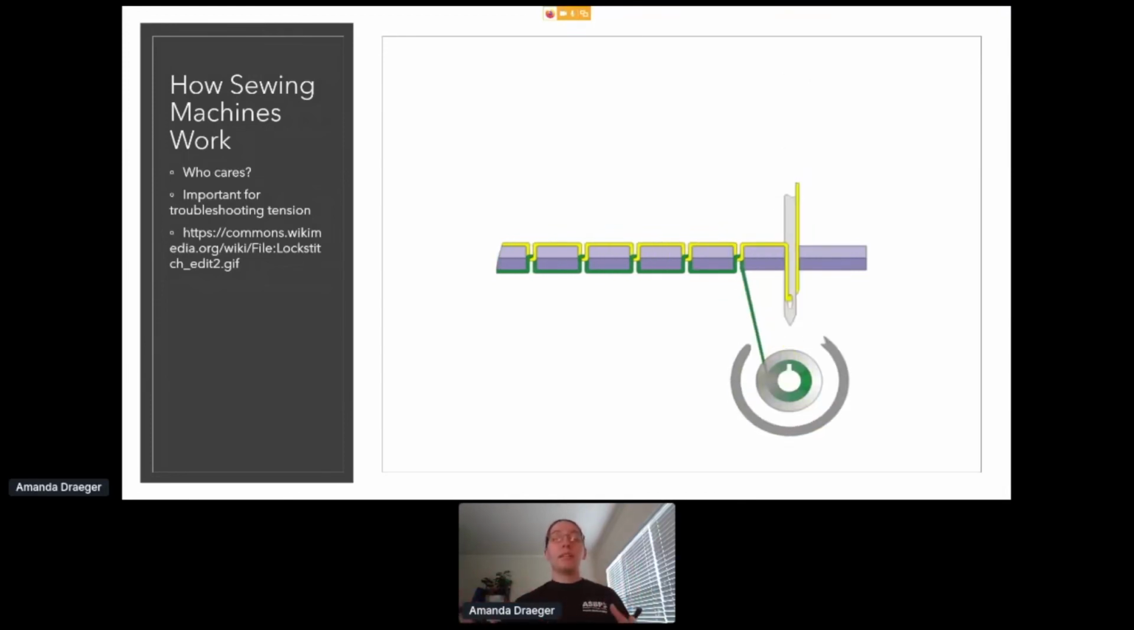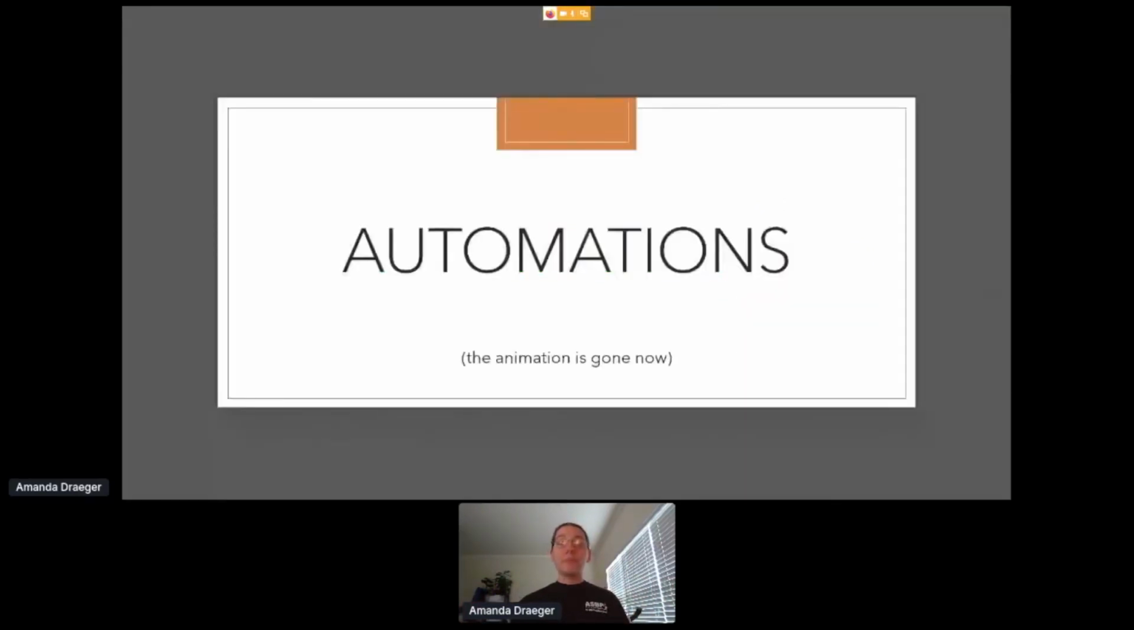But point being, yes, you can look this up every single time that you have a problem with your thread tension, or you can just understand how stuff works. When you understand how it works, you can just fix it. You don't have to go look it up every time. You understand. This is a concept that we're going to return to a lot during this talk. All right, the animation's gone now. Next, we're going to talk about automations.